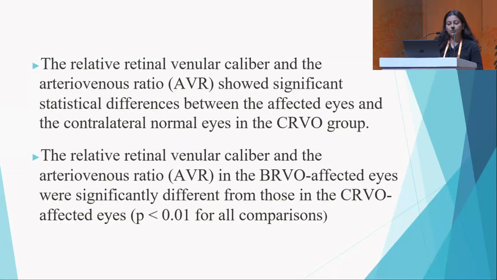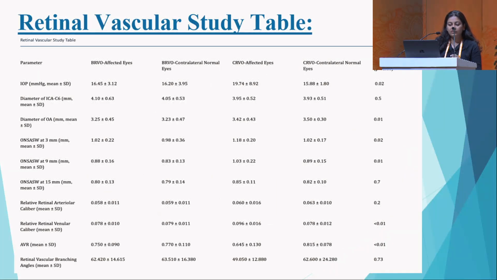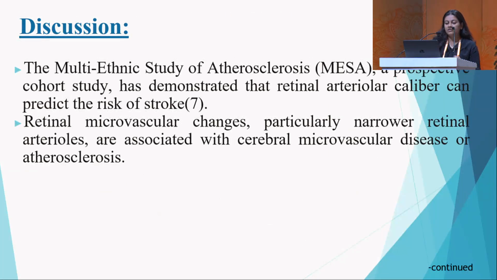The arteriovenous ratio showed a statistically significant difference between the affected and the contralateral normal eyes in the CRVO group. The retinal venular caliber and the AVR in BRVO affected eyes were significantly different from the CRVO group. So this is a chart showing the differences that we found in the study.